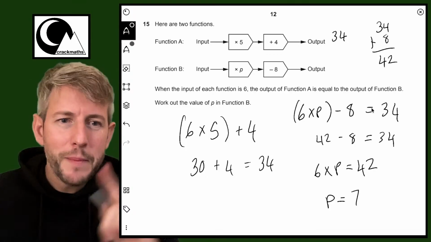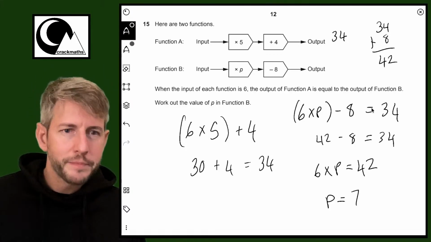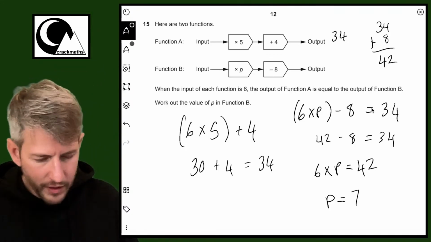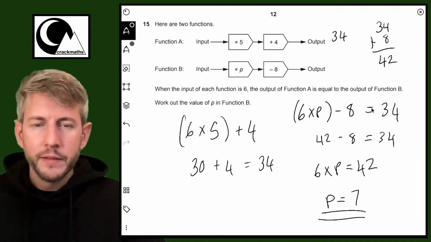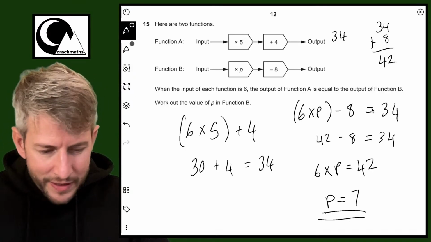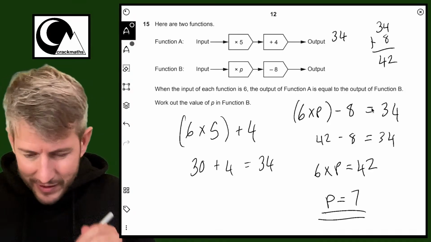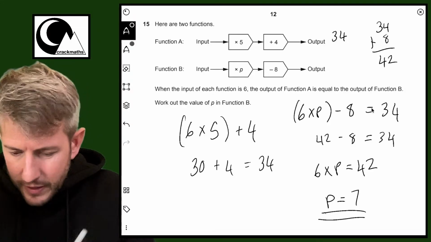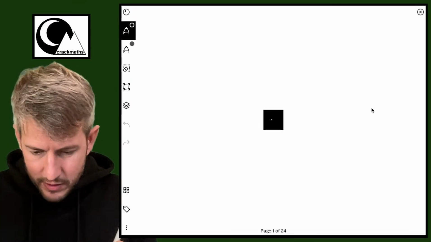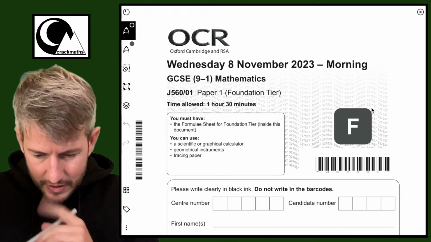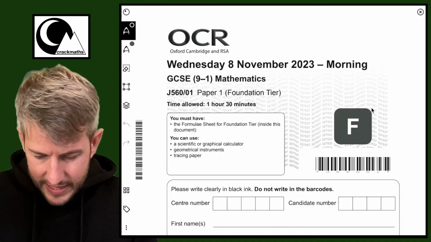It's definitely paper 1 that's a non-calculator paper. Yeah, definitely paper 1. Here we go. One sec, I can go back to the start just to quickly double check for you. Here we go, just to show you. Here we go. Paper 1 foundation tier.